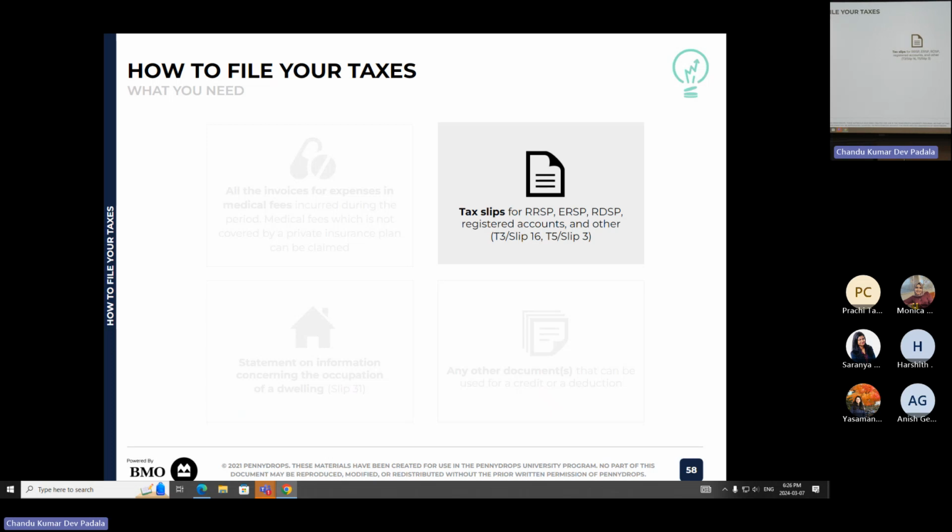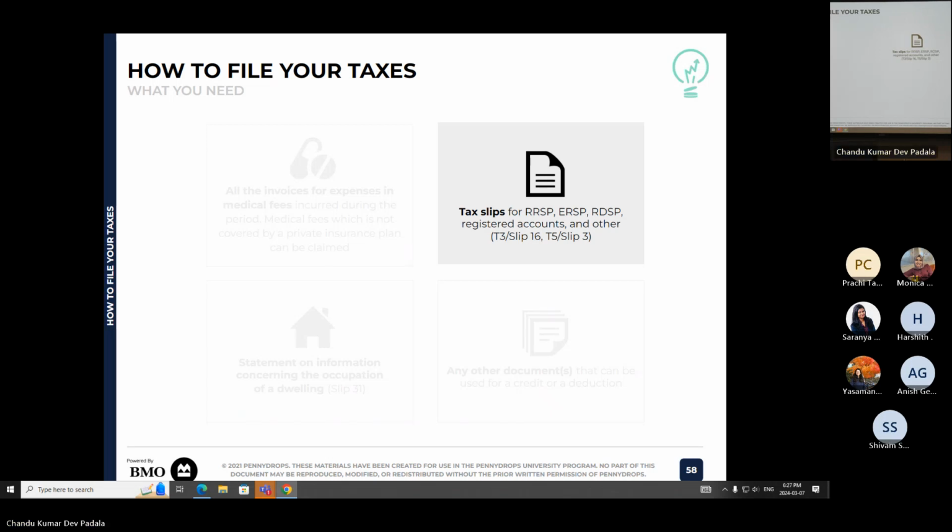Does anyone here know what an RRSP is? That's okay. An RRSP is a type of account that the government allows you to open to help you save for retirement. When you open an RRSP, there's a limit that you can contribute to the account every year. When you do contribute to the account, you'll get a deduction from your income. So let's say you made $40,000 in a year and you contributed $8,000 to your RRSP. The government is only going to tax you on $32,000, not $40,000. So it's a good way to reduce your taxable income, but there is a limit. So you have to make sure you stay within your limit.